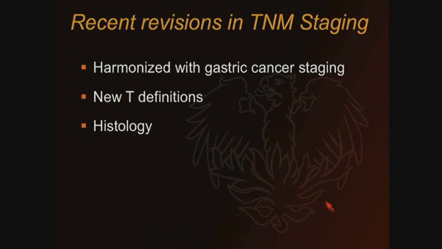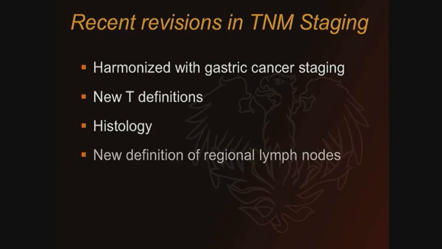So there were relatively recent, 2009 revisions of the TNM staging system of esophageal carcinoma, intending to harmonize the staging system with the one used for gastric carcinoma. And in this new staging, they define new T for adenocarcinoma in situ, and they are taking into account the histology of the tumor that changes the staging.